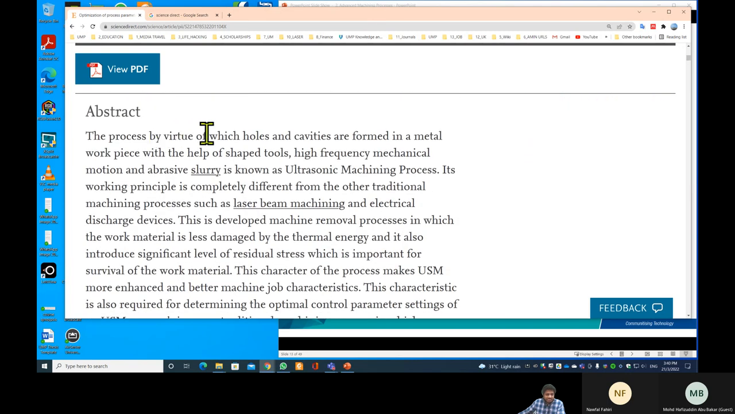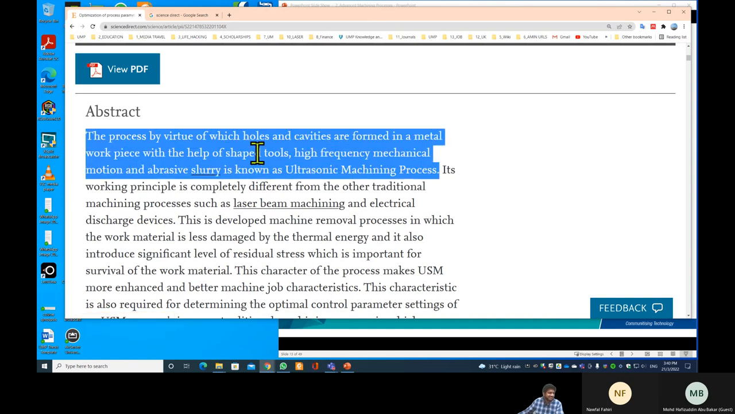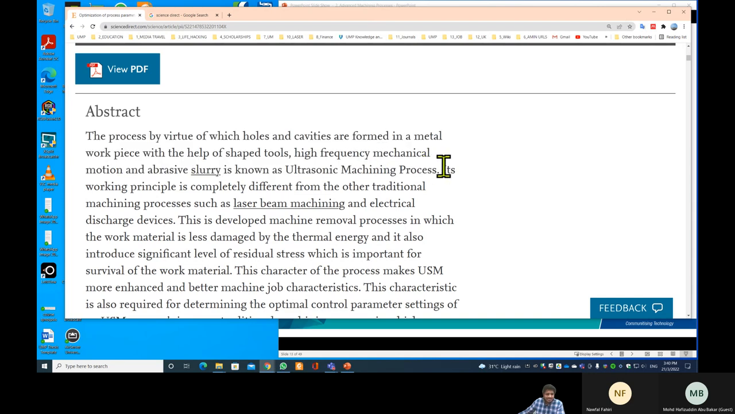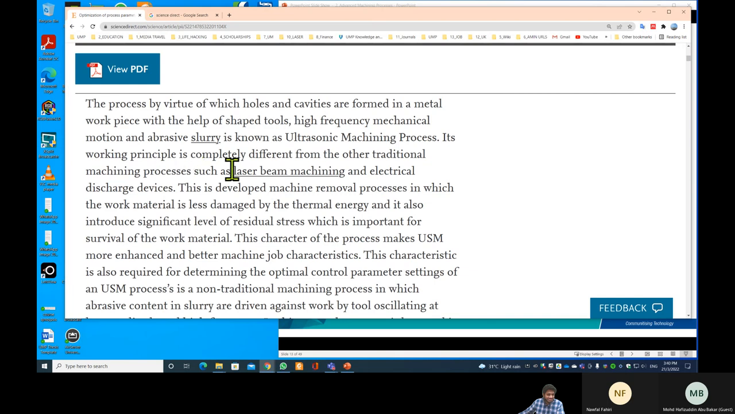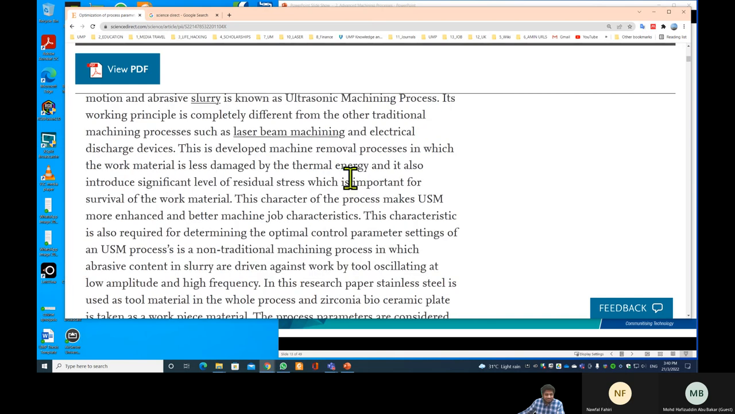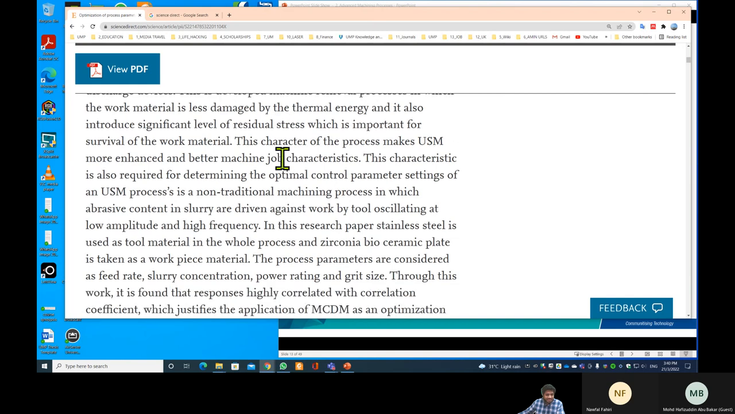The process by which holes and cavities are formed in a metal workpiece with the help of a shaped tool, high frequency and abrasive slurry is known as the ultrasonic machining process. This is something which you learned just now. Its working principle is completely different from other traditional machining processes such as laser beam machining and electrical discharge machining. So what have they done? I want to see what they have done.